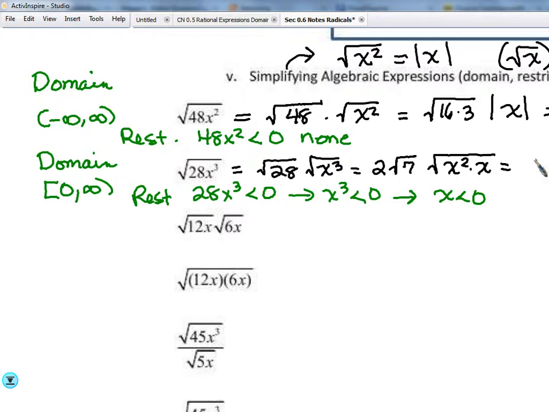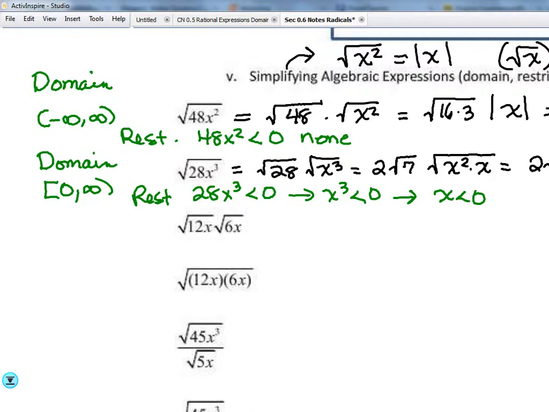So I actually can split this out. 2 square root of 7 square root of x squared times the square root of x. Now I see my big idea. This is going to be 2 square root of 7, absolute value of x, square root of x. Now I'm going to pause here and let's talk. This would be a perfectly correct answer.